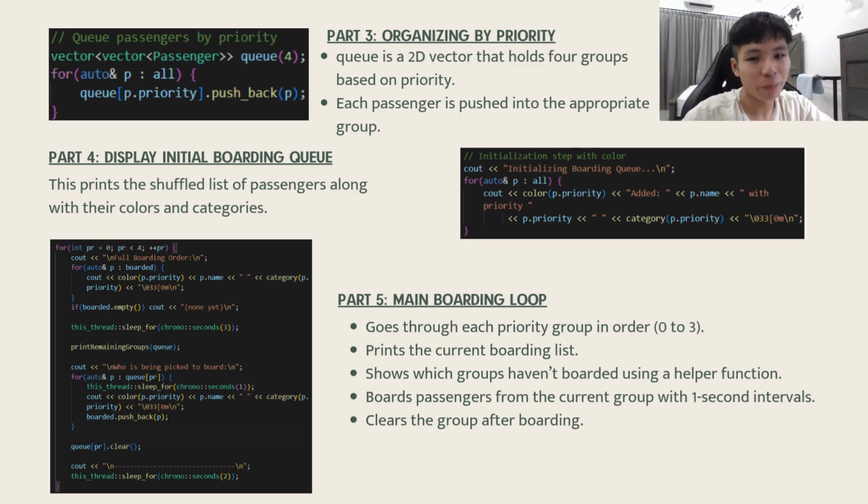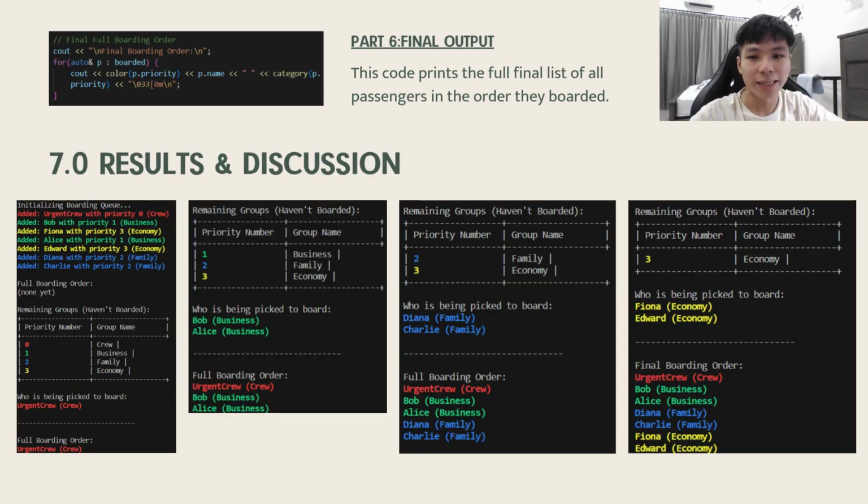Part 5, main boarding loop. This is where the simulation boards each group in priority order with a 1 second delay to simulate real-time boarding. Part 6, final output. The system displays the final order of boarding, clearly showing the effect of prioritization. Now I'm going to talk about the result and discussion.